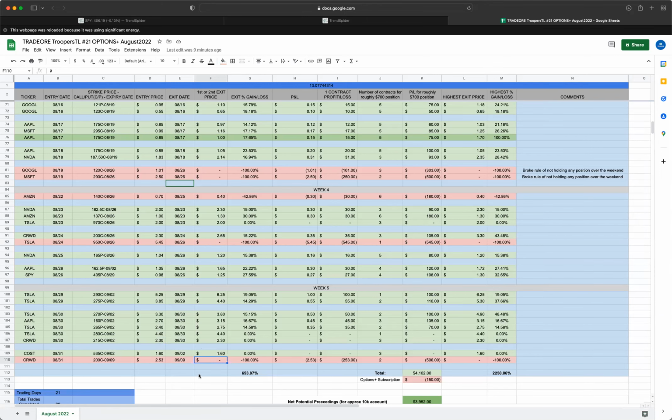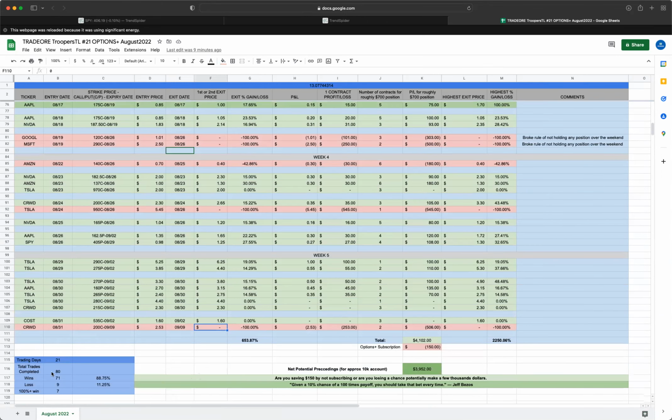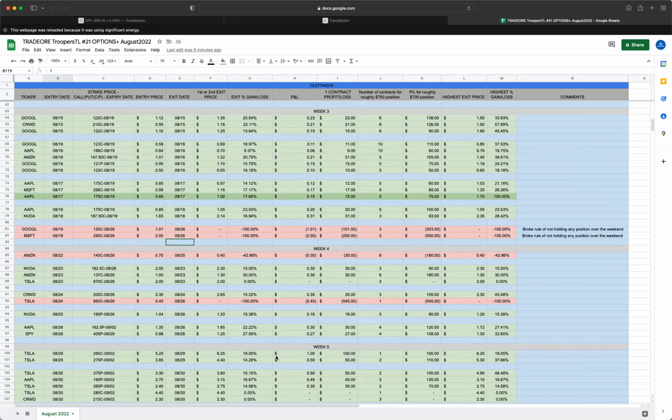So all in all, we took about 80 trades in the month of August, 71 wins, 9 losses, 88% winning rate, 11% losses, 700 plus wins in the month of August. Not the best, but not the worst performance here.